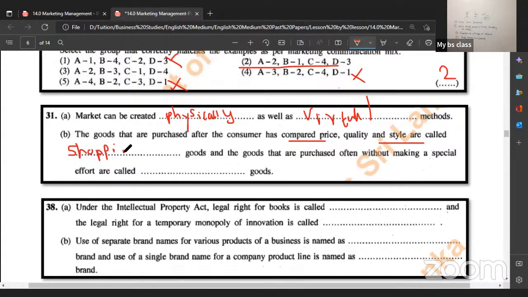Shopping. And the goods that are purchased often without making any special effort now. Convenience, right? No effort. You go and just purchase the weekly newspaper, right? No special effort for that. Convenience goods, right?